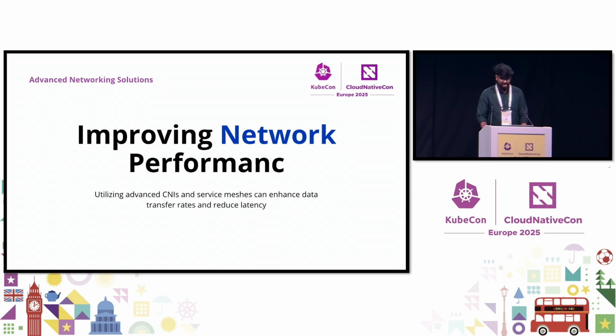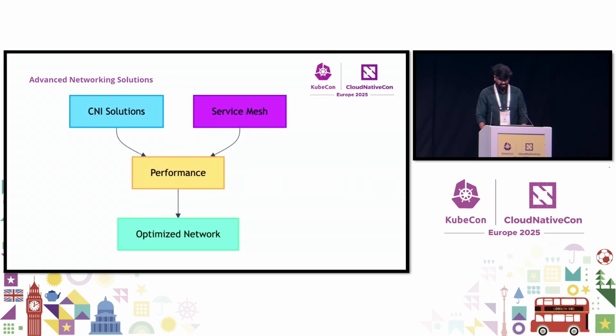Improving networking performance: utilizing advanced CNI and service mesh can enhance data transfer rates and reduce latency. Advanced networking, including container CNI and service mesh, can improve data transfer rates and reduce latency. These tools help manage complex networking communications and enhance performance in Kubernetes environments.